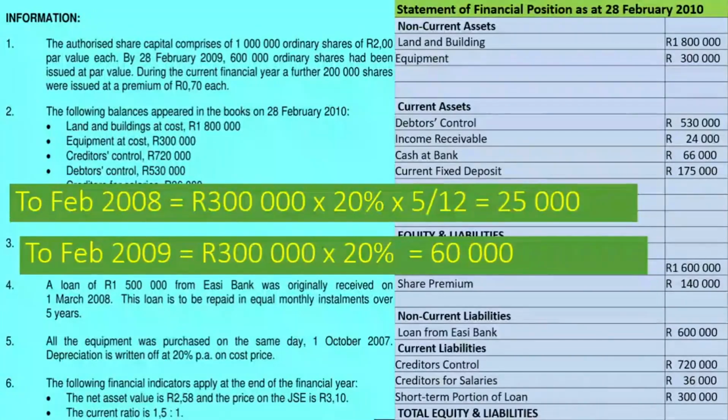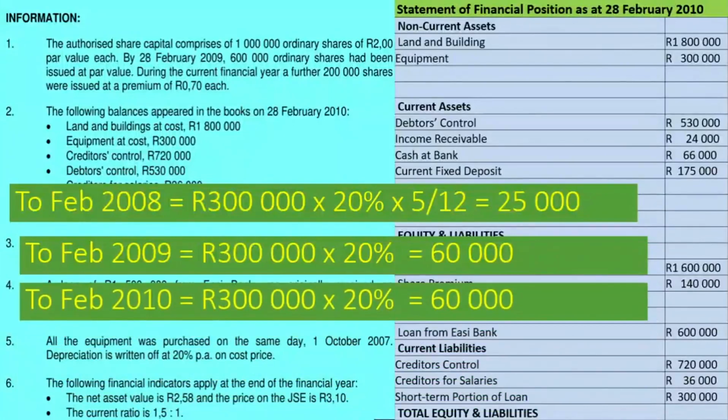And then from 1 March 2009 to 28 February 2010, which is this current financial year for which we are doing the balance sheet, it's 300,000 times 20%, which gives us 60,000 rand again. So we add them all together.